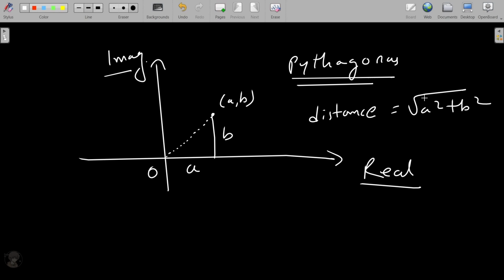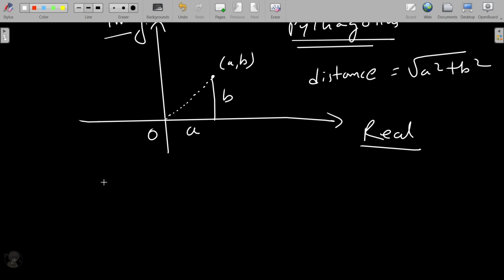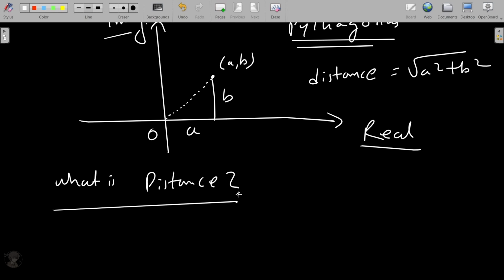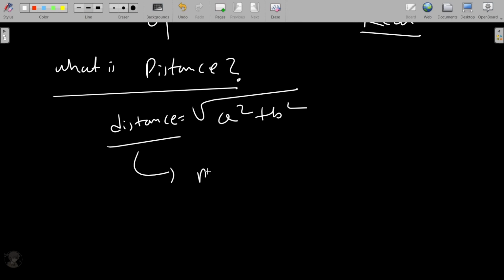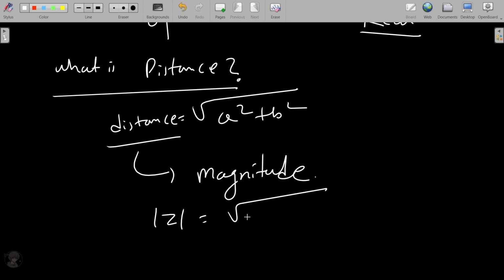Let me explain it more clearly. First of all, what is the distance? If a point is a and b in a 2D plane, the distance from the origin is the square root of a square plus b square. That's just Pythagoras. This distance is called magnitude, or modulus. This is how we write it: modulus z equals the square root of a square plus b square. This is the distance or magnitude.